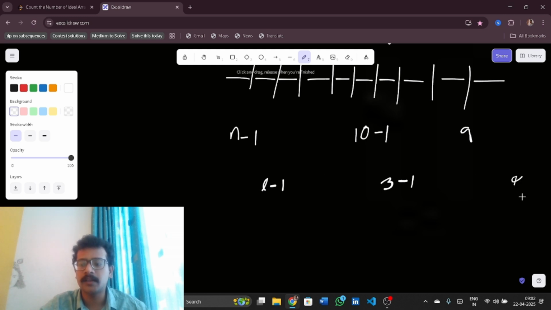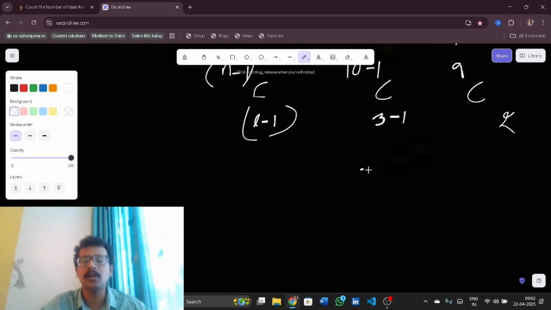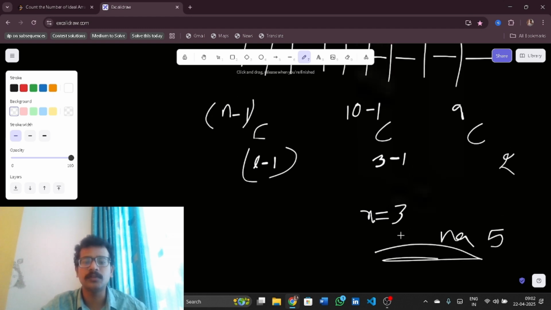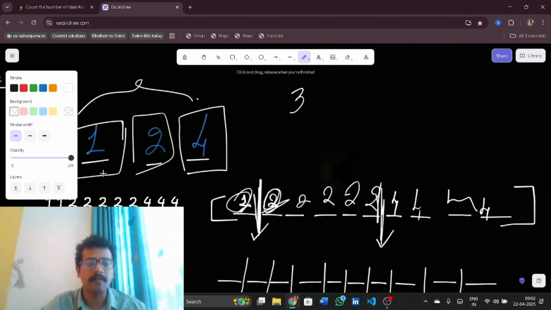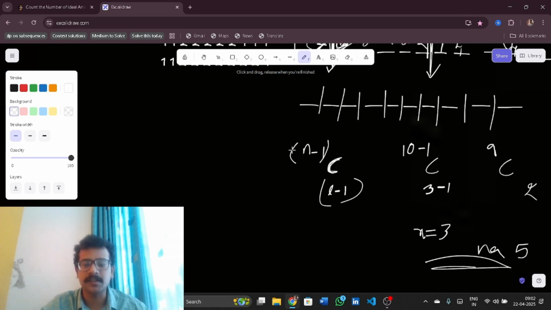So 9C2, 10 minus 1 C 3 minus 1, n minus 1 C L minus 1. This is the formula. If you doubt, go and take a simple example of n as something like just 3 and the maximum value is 5, and for sure I will tell you that for a valid sequence of 1 to 4, you will get all those things, n minus 1 C L minus 1.